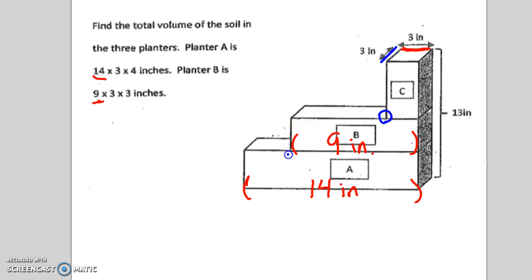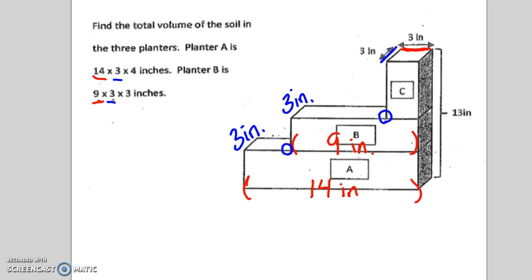I see also that planter B and planter A are of the same width. So I'm going to assume that since planter C is 3 inches wide, that planter B is 3 inches wide and that planter A is 3 inches wide. That idea is supported in our dimensions here and here. Alrighty, I realize you only have 2 colors, and 2 colors is going to do our job.